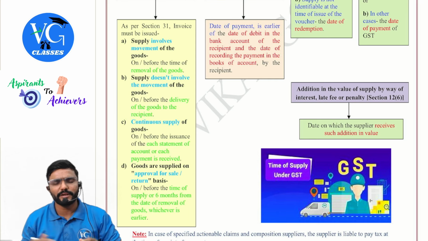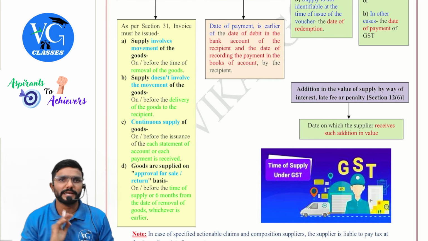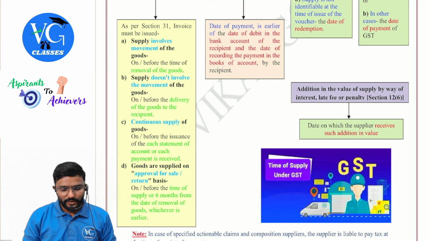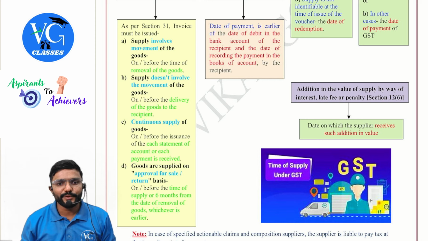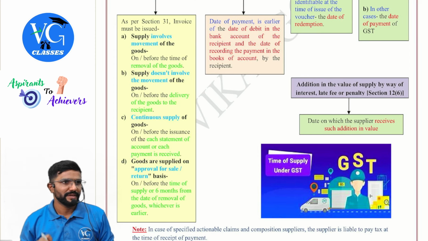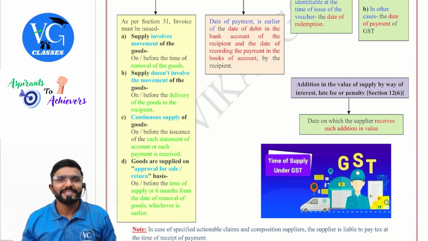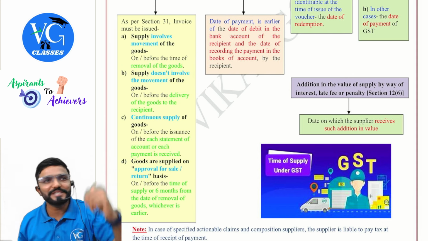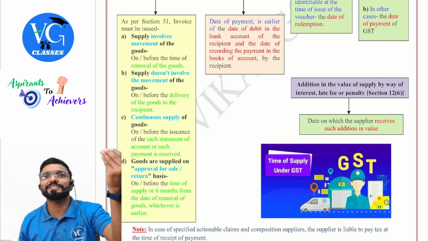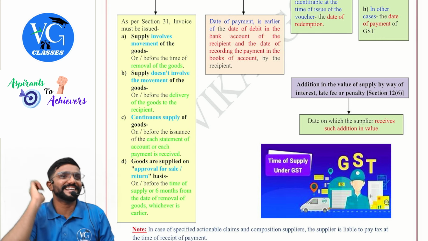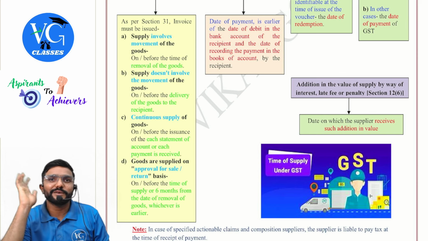Normally, whichever is earlier. If both are given, take whichever is earlier, guys. Then goods are supplied on approval for sale or return basis. In that case, if sale is made, at the time of sale, invoice has to be issued. Sir, I have supplied goods to the recipient. I have given more than 6 months time for him to accept it or reject it. You may give how much ever time you want.